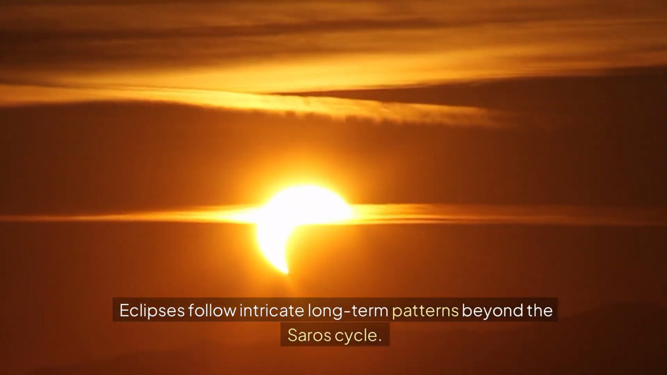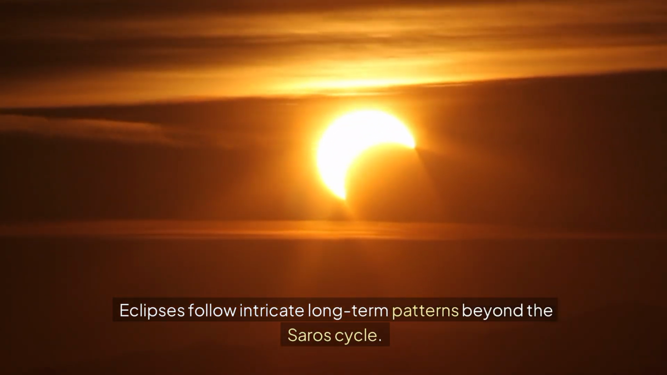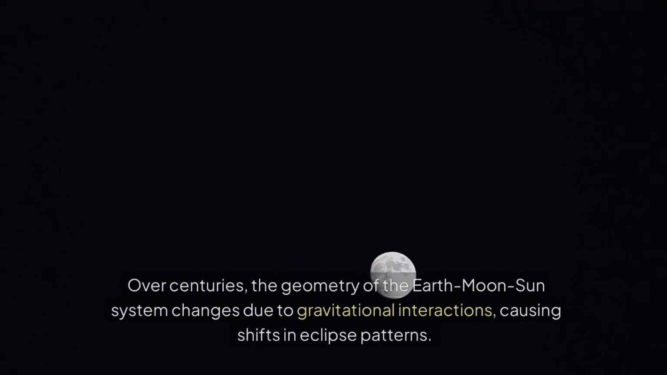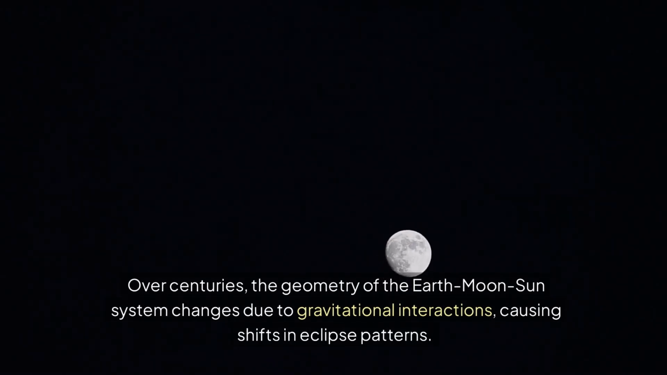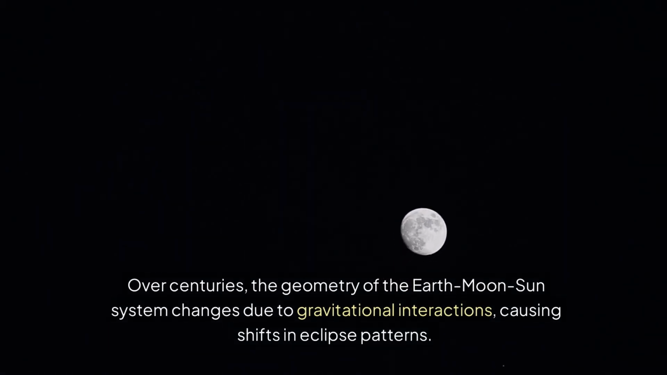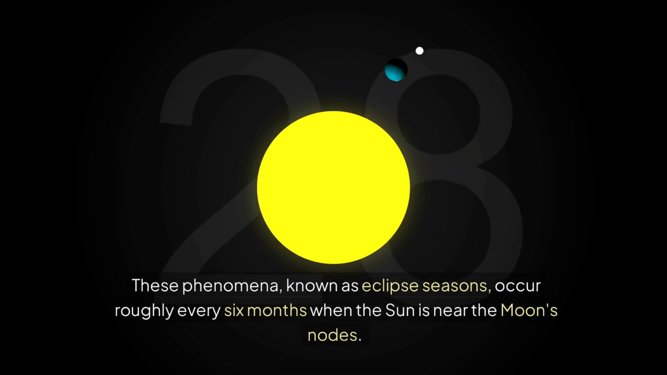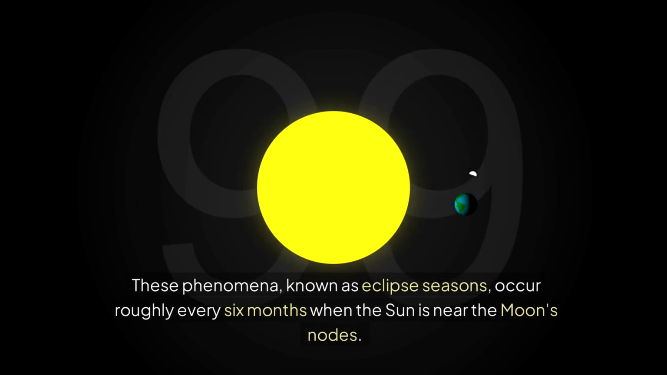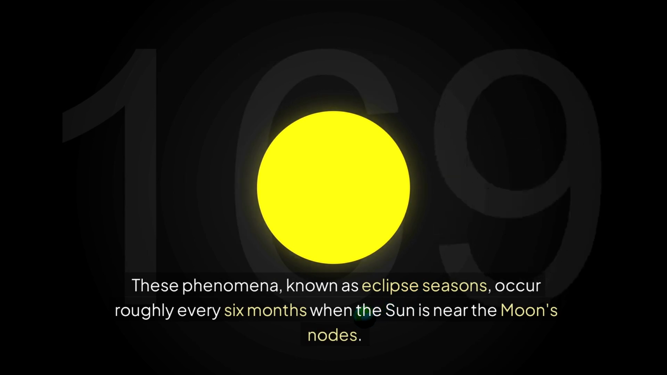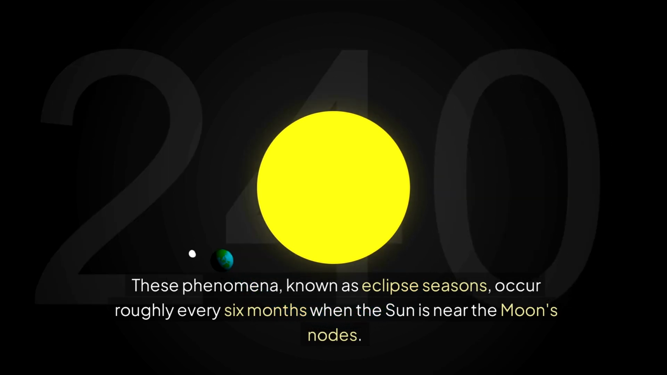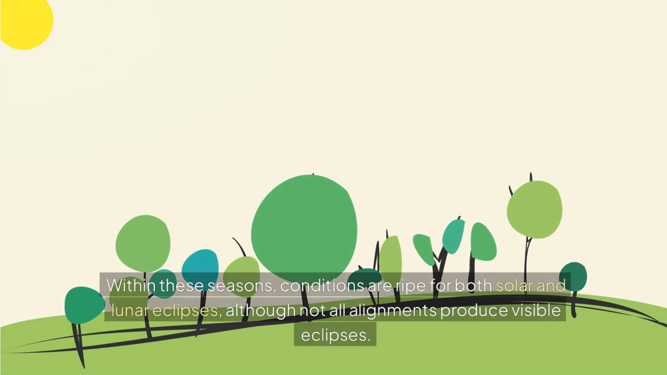Eclipses follow intricate long-term patterns beyond the Saros cycle. Over centuries, the geometry of the Earth-Moon-Sun system changes due to gravitational interactions, causing shifts in eclipse patterns. These phenomena, known as eclipse seasons, occur roughly every 6 months when the Sun is near the Moon's nodes. Within these seasons, conditions are ripe for both solar and lunar eclipses, although not all alignments produce visible eclipses.